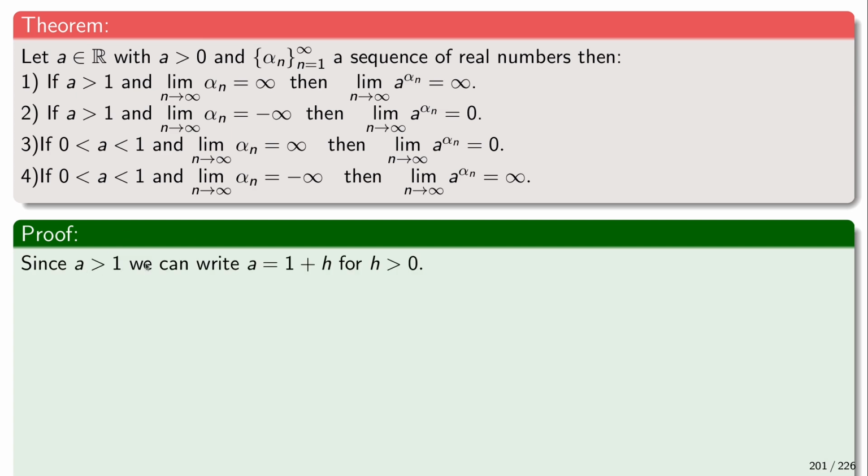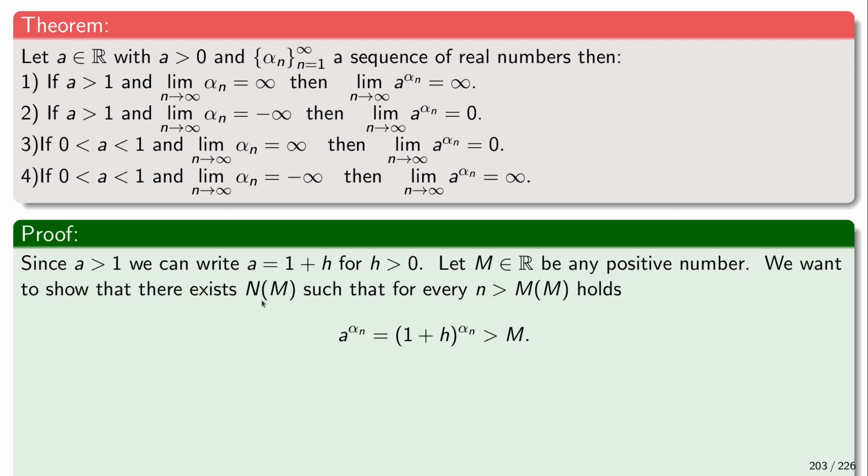So if a is greater than 1, we can write it as 1 plus something positive here, and as you've guessed, we're going to invoke the Bernoulli inequality, which was quite useful in this lecture. So we're going to work according to the definition. Let m be any positive real number. Basically, we need to show that a to the power of alpha n can be as large as we please, basically bigger than any m we choose in advance. So we can write this in the following way.